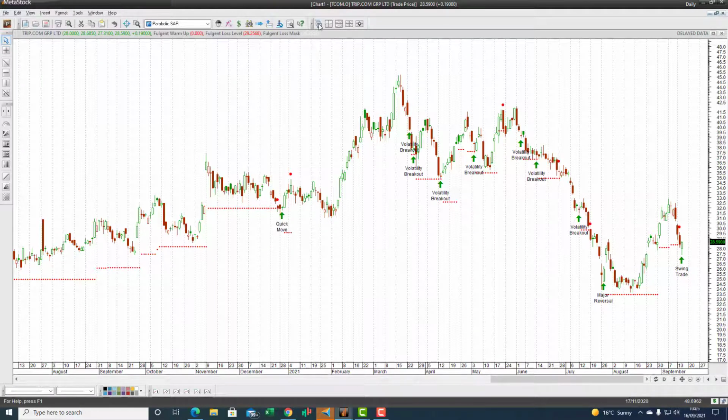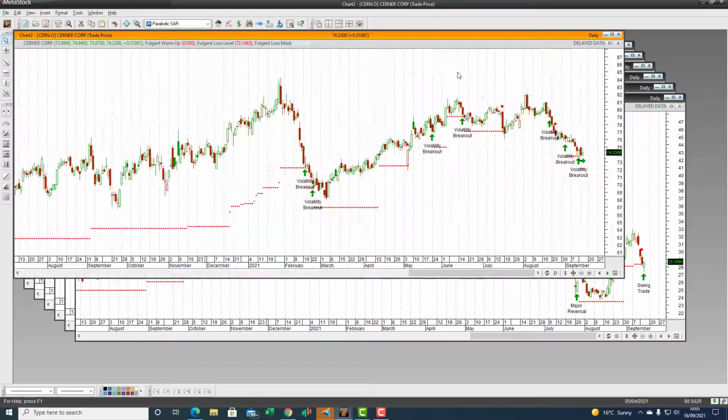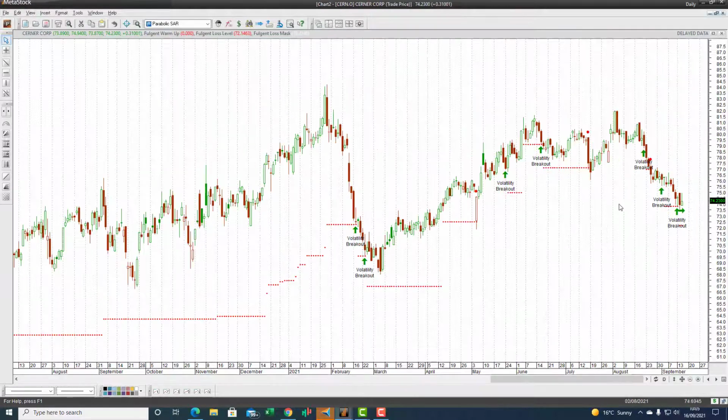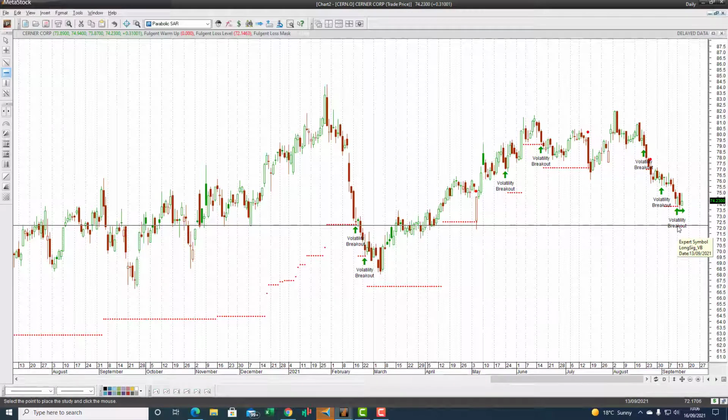All right, let's take a look at the next one. CERN Corporation, CERN, also volatility breakout there. There's a trailing stop loss inserted by the AI. It's just around about there, just below this 72.50 zone is your trailing stop loss that the AI has put in. And we have a volatility breakout signal on CERN, CERN is the ticker there.